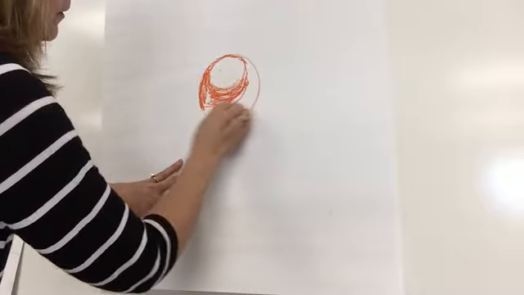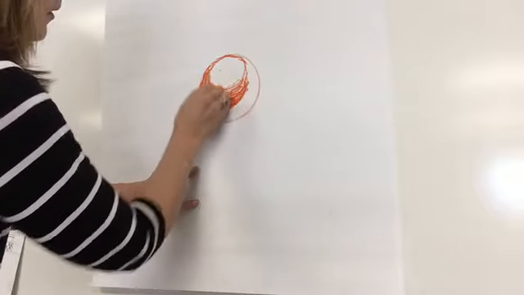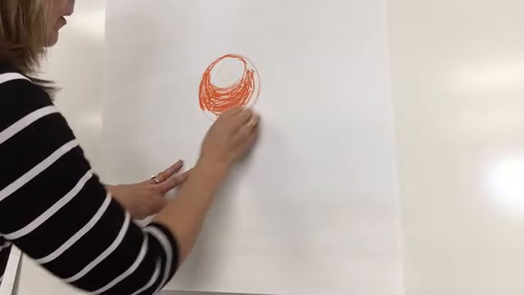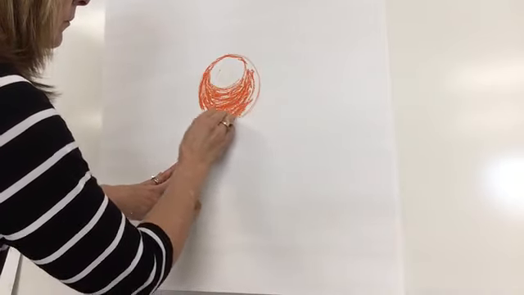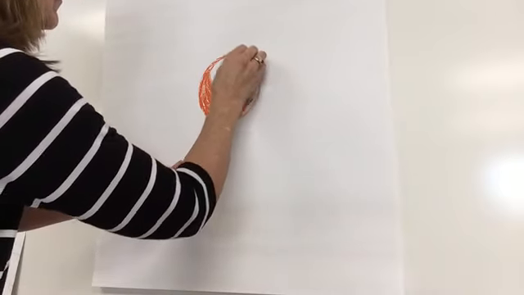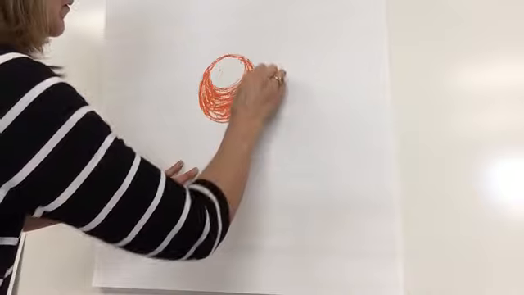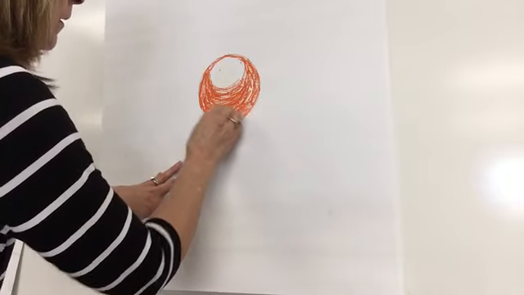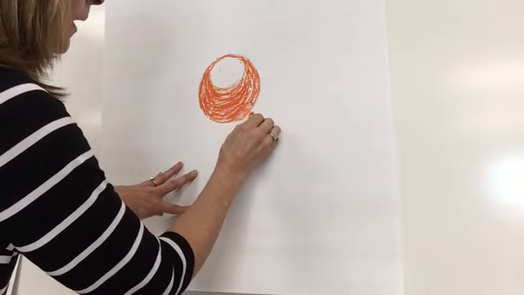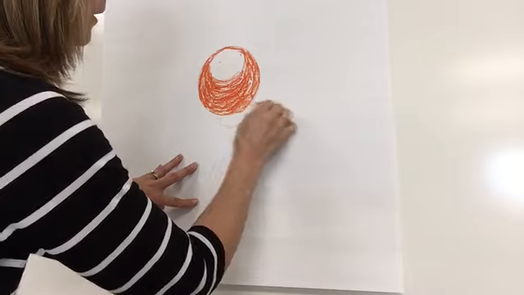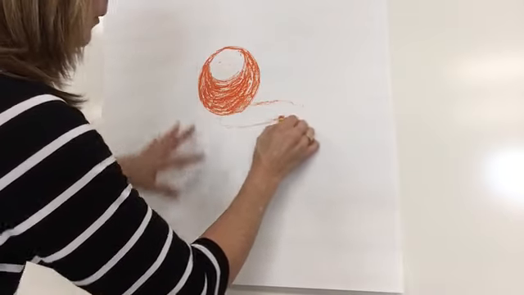Going in this motion to create the roundness. And we'll go ahead and put in our cast shadow, reminding ourselves that our light source is coming from this direction.